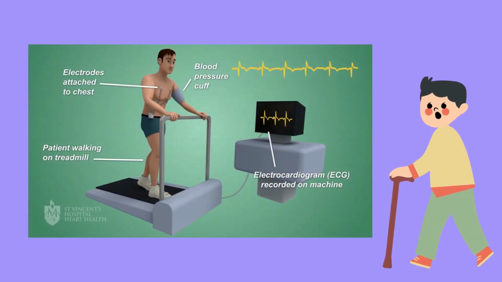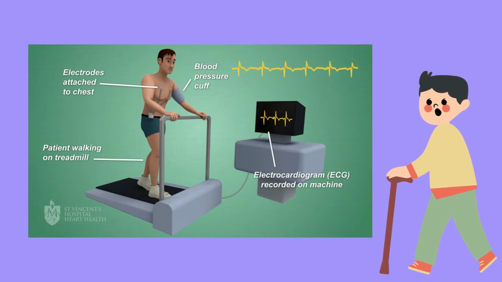Here is displayed how we are doing an exercise ECG. We allow the patient to exercise on a treadmill, and with the exercise, cardiac contractility and heart rate increase. Since the ECG machine is already connected, we can see the difference between idle and increased cardiac demand.